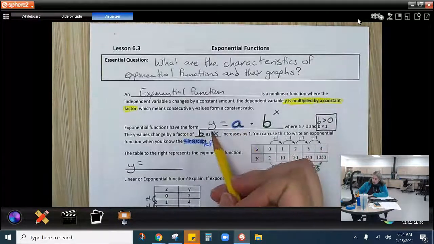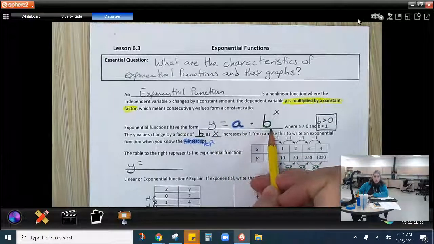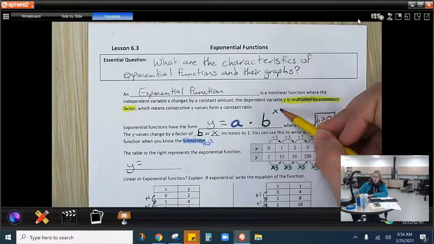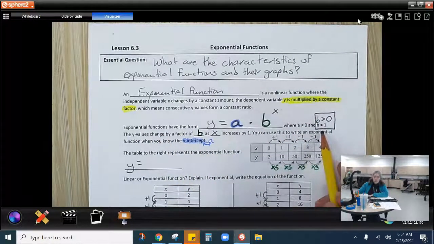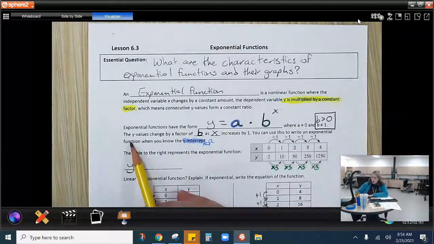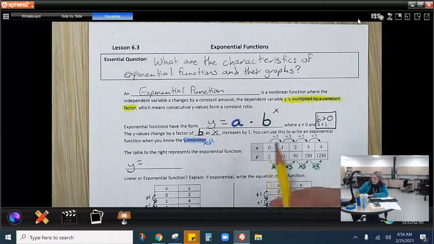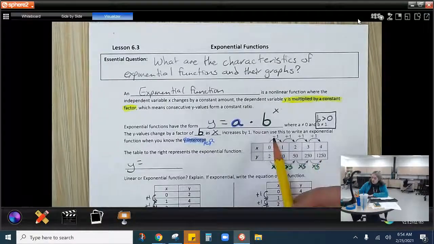Exponential graphs have the form y equals a times b to the x. All right, so the x is an exponent. And b is going to be greater than 0 and not equal to 1. The y values change by a factor of b as x increases by 1. So every time we're adding 1 for our x, that's not changing. That's very normal, so to speak. That's what we saw when we had linear equations.